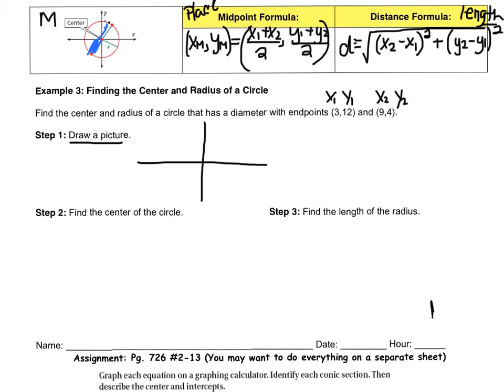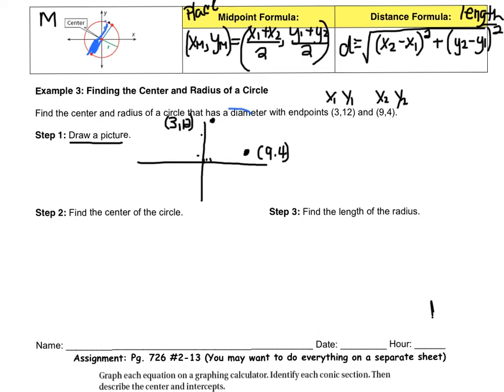So let's go to 3, 12. I'm just going to go over a quick 3 and up a quick 12. I'm barely going to count, I'm just going to estimate that that's where it is. And then the second point, 9, 4, I'm going to go pretty far over and then just a little bit up. So there are the 2 points: there's 9, 4, and there's the 3, 12. Those are the endpoints of the diameter.